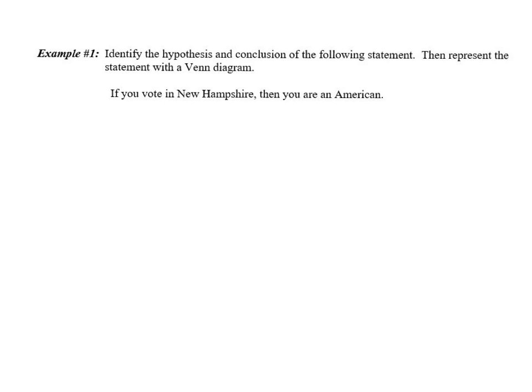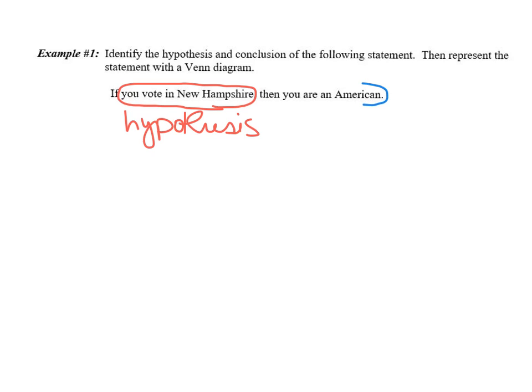Next, pause the video and see if you can identify the hypothesis and the conclusion in the following statement, and then also represent it with a Venn diagram. The hypothesis is you vote in New Hampshire. And notice how the word if is not included as part of the hypothesis. It's just the phrase you vote in New Hampshire. The conclusion is you are an American. Again, notice the word then is not included as part of that conclusion.